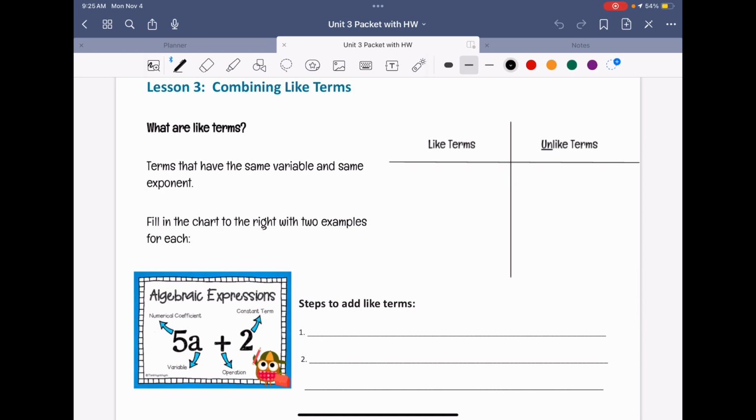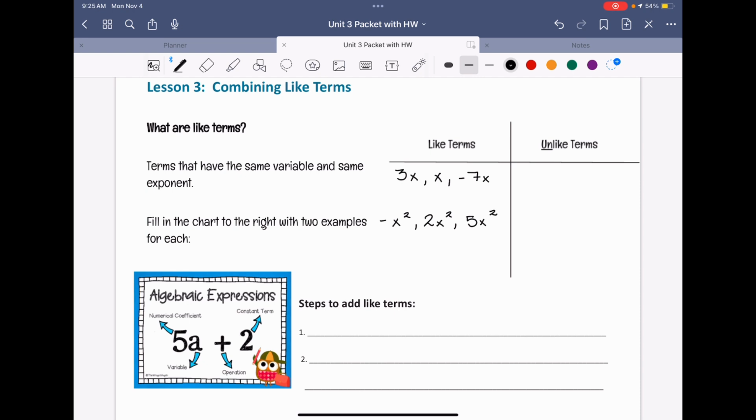So I'm going to let you go ahead and fill in the chart, and then check with what I did. They don't have to be the same as what I've done. Okay, so for me, I've got some like terms, so 3x, x, and negative 7x. And I also could have negative x squared, 2x squared, and 5x squared. So those are some.